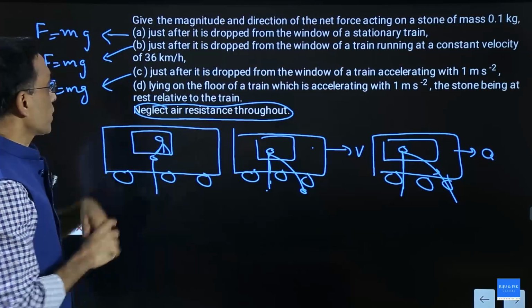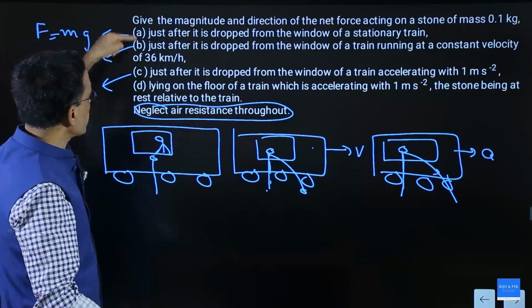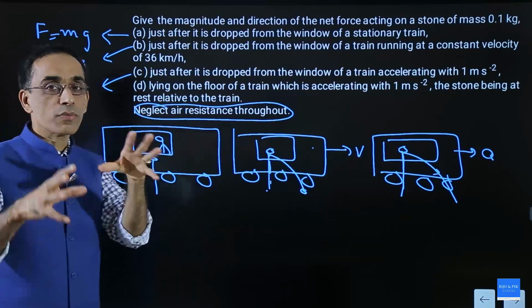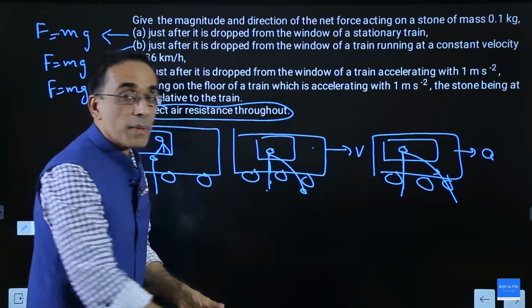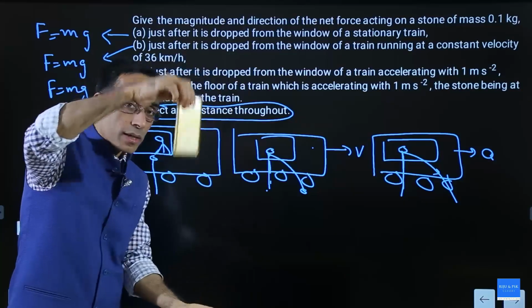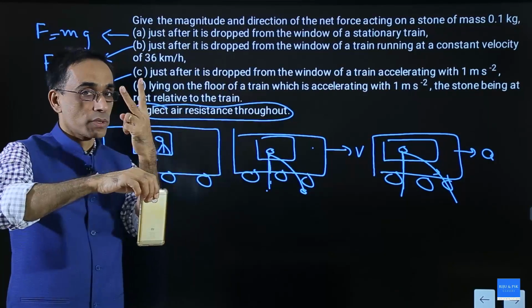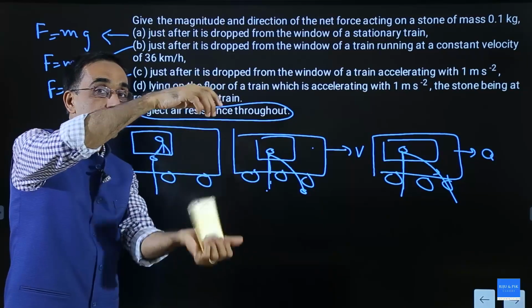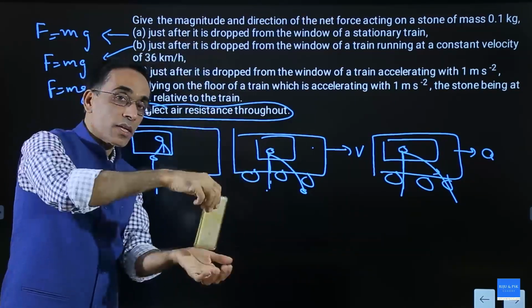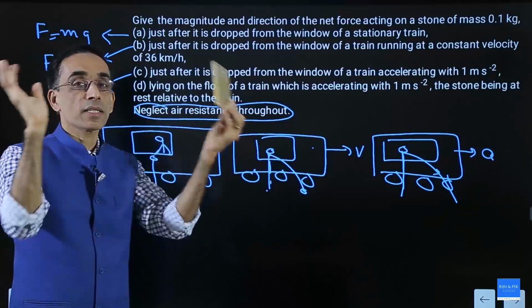But the last one is different. So I will say in all the three cases, there is only one force acting, that is gravity. Suppose I take my mobile phone, if I hold it like this, there is gravity pulling it down, I am holding it upward, there are two forces. But what will happen if I drop it to the ground? As long as it is in motion, there is only gravity acting on it, that is equal to mg.